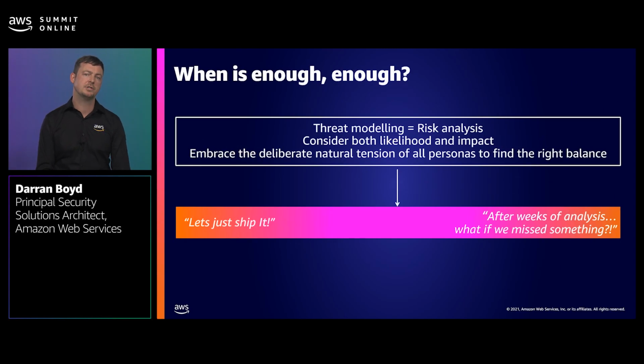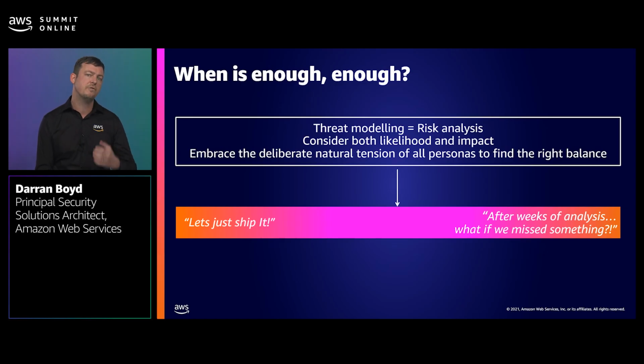Naturally, one of the questions we always have to ask ourselves when talking about threat modeling and mitigations is, when is enough enough? Threat modeling is really risk analysis, which requires both likelihood and impact to be duly considered. Why I suggest that you have all these different personas in place is that there's a deliberate and natural tension between all these personas to find that right balance.